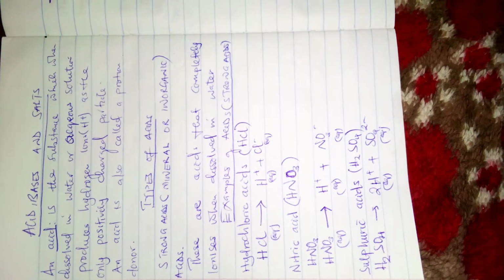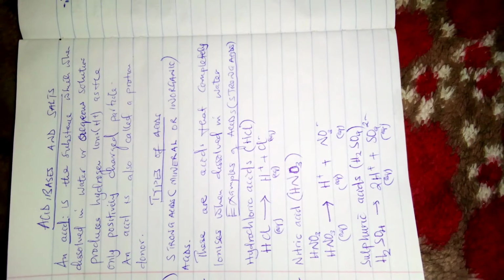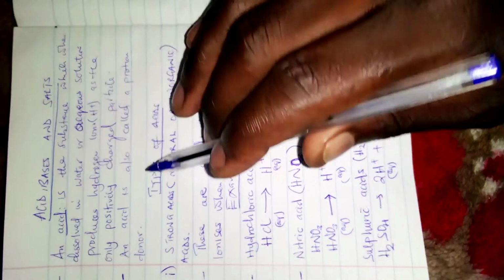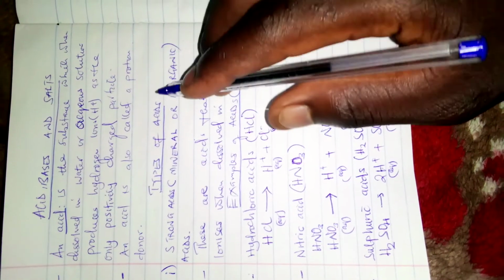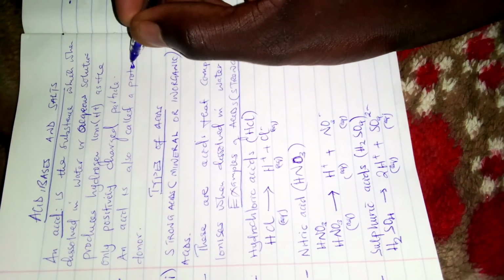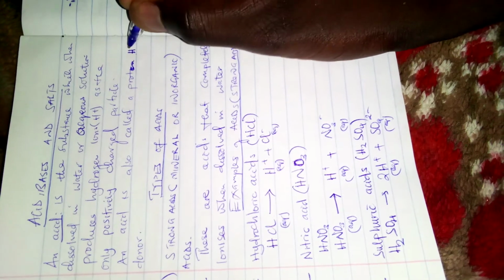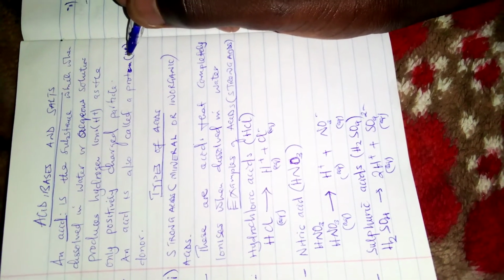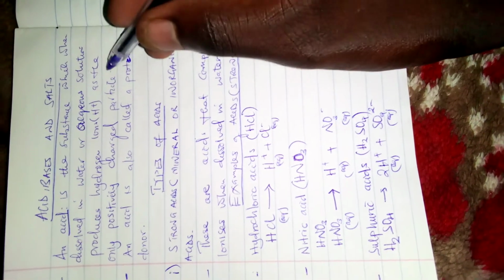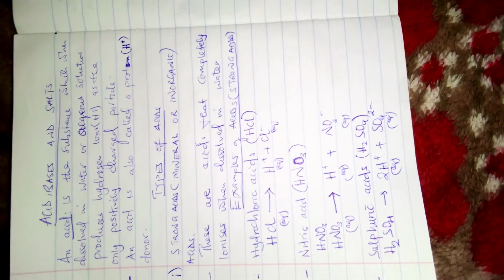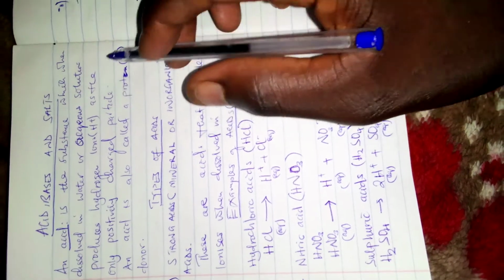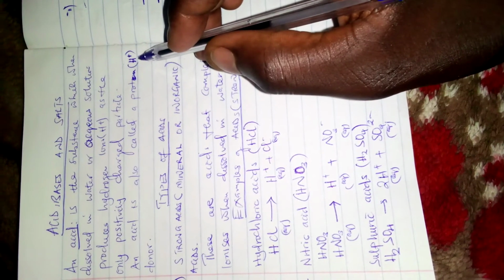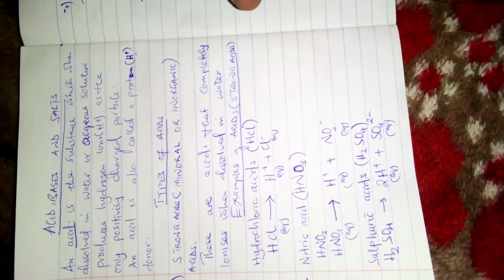An acid can be said to be a proton donor. That is a simple definition. Now, if they say it is a proton donor, meaning when something is charged positively, we know that a positive particle is a proton. So an acid always, when it reacts with a particular thing, gives out hydrogen ions. This is the reason why it is called a proton donor.